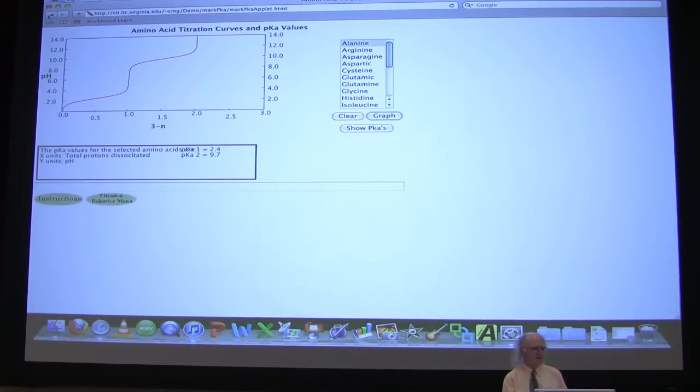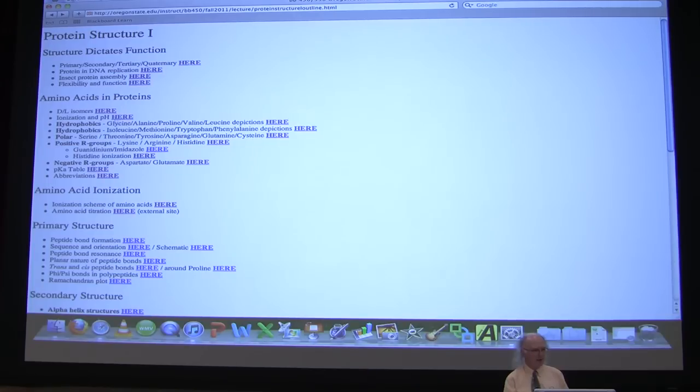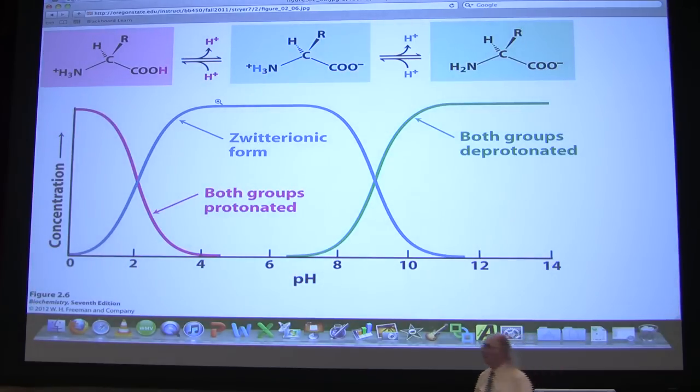Let's go back to that since I'm referring to it here. So if we look at that ionization, here's our amino acid. It's got a charge of +1. It loses a proton. It's got a charge of 0. It loses another proton. It's got a charge of -1. Okay? This guy's a zwitterion. Every amino acid can exist as a zwitterion.